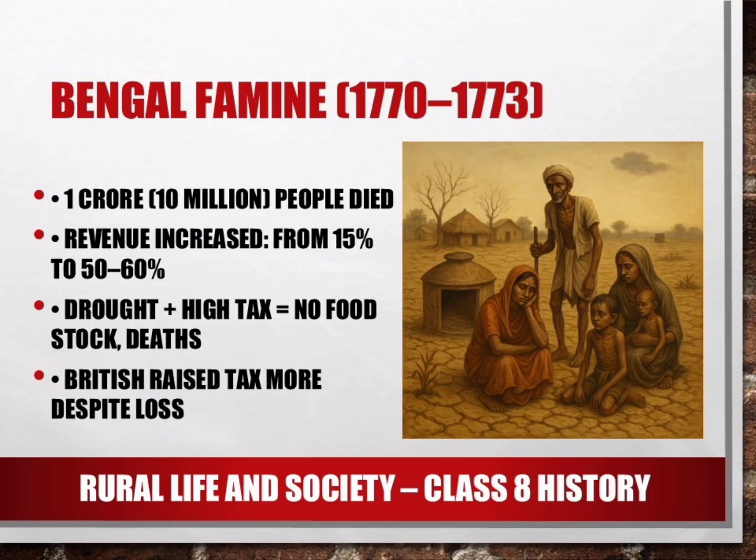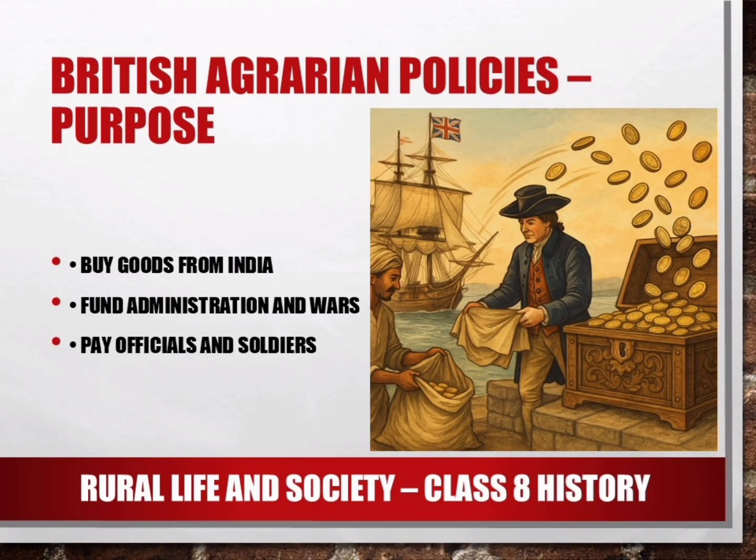Why did the British need so much money from the farmers? Because they had to run their entire administration, pay soldiers' salaries, fund British officers, prepare for war, and buy goods for their British companies. Land revenue became their biggest source of income.